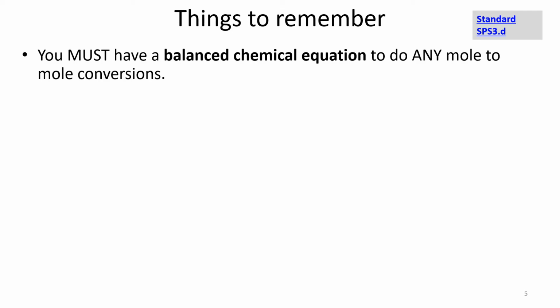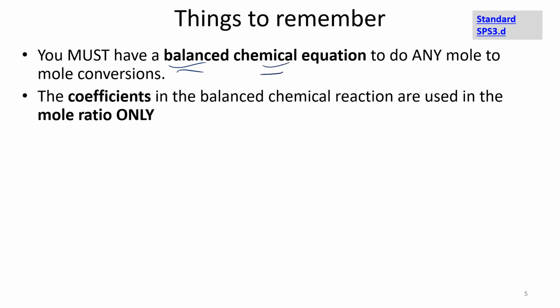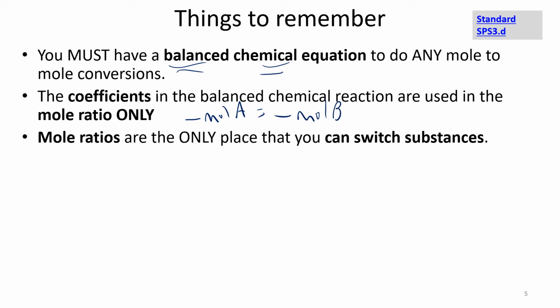So a couple of things that you want to remember. First and foremost, you got to have that balanced chemical equation. If you don't have a balanced chemical equation, you cannot do stoichiometry. So you're going to have to balance it. The coefficients are only used in the mole ratio. That's the only time that I'm going to use that coefficient. Any other time, mole is going to be a 1. So it's saying 1 mole unless I'm switching substances, unless I'm switching from water to hydrogen, for example. The mole ratio is the only place that your substances can change.